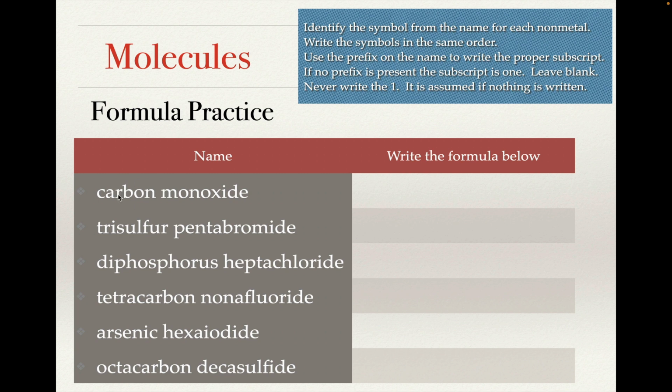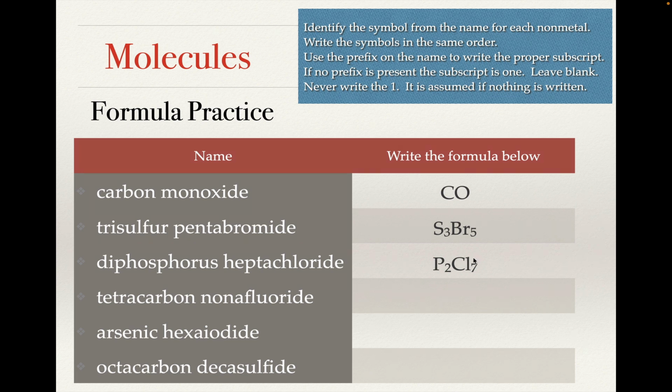So I use a capital C for carbon. I have mono and oxygen or oxide, so I have 1 oxygen on this, so it'll just be CO. Here I have 3 sulfurs, and I have penta for 5 bromines, so I'd have S3Br5. Here di is 2, I have phosphorus. Hepta is 7 for chlorine, so I should have 2 phosphorus and 7 chlorines.